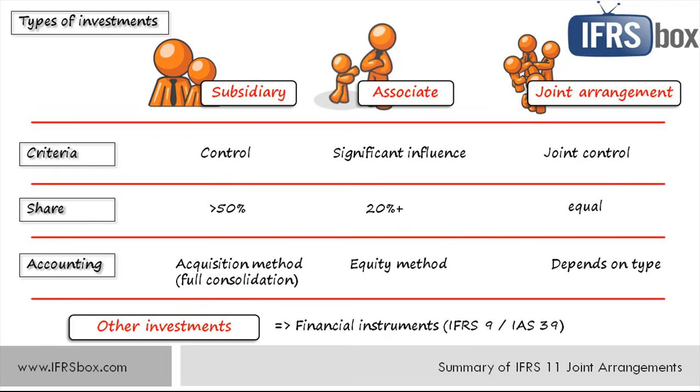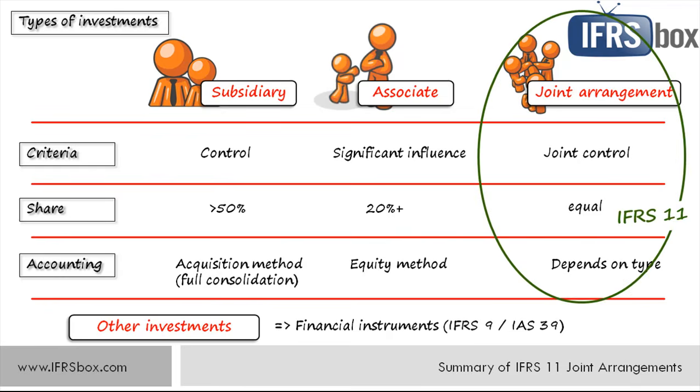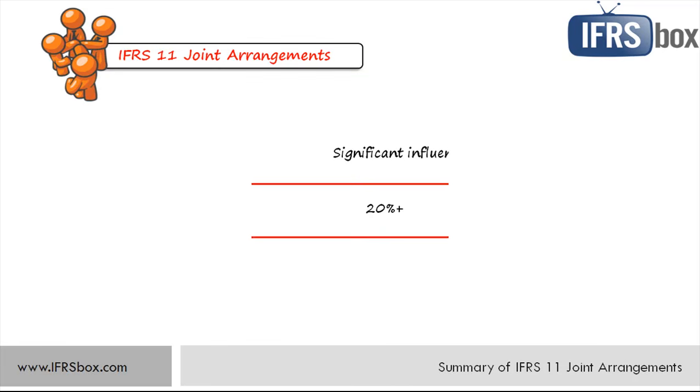Now, in this video, we'll focus on joint arrangements that are regulated by the standard IFRS 11. The investments in subsidiaries are regulated by IFRS 3 and IFRS 10, all covered by my other videos. And associates and the equity method are regulated by the standard IAS 28, Investments in Associates and Joint Ventures. So let's focus on IFRS 11.